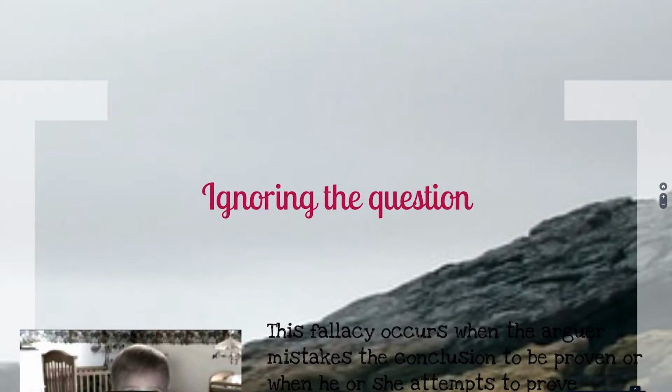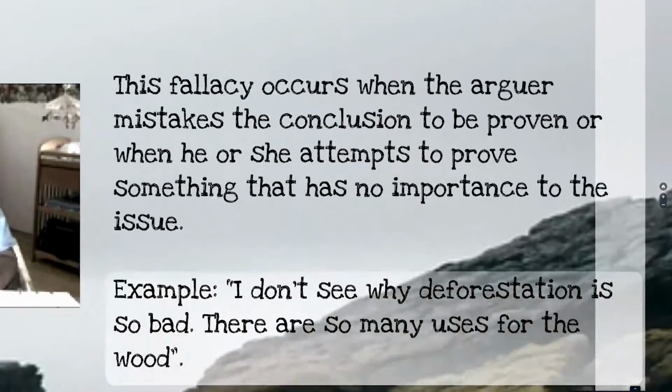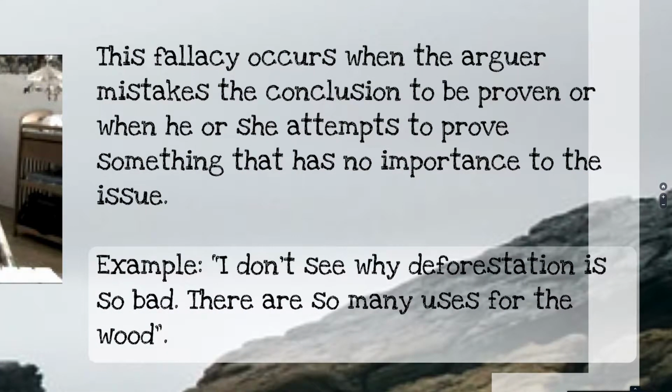There's another fallacy called ignoring the question. It's a fallacy in which the arguer mistakes the conclusion to be proven when they attempt to prove something that has no importance. Somebody says, I don't see why deforestation is so bad. There are many, many uses of wood. Well, they haven't actually refuted the actual claim. The logic and reasoning is based on a faulty assumption there itself.